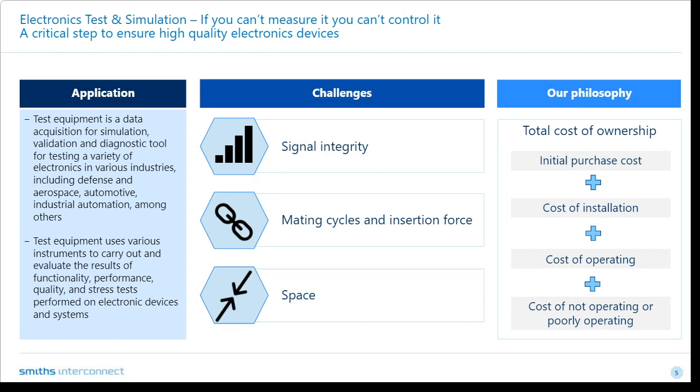And across the next many slides, we will try to bring these themes to life so that you're able to understand where Smiths Interconnect brings about a change and, in some way, a paradigm shift in the thinking process in the connectors industry.